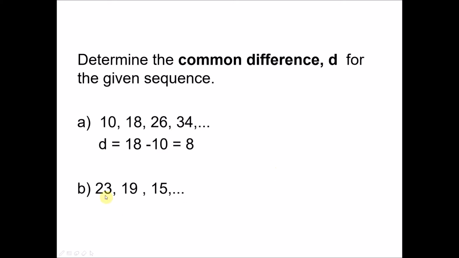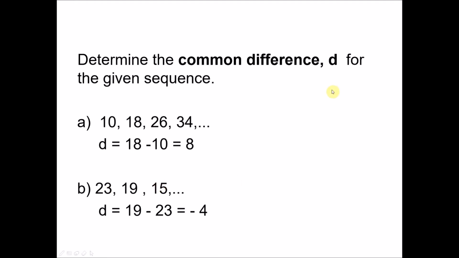Try again. Now we have 23, 19, 15. Notice that the numbers are getting smaller and smaller. To find D, we take the second term, 19, and minus the first term, the first number. So 19 minus 23, you get negative 4. Hence, D, the common difference, has a value of negative 4. So take note here, D can have a negative value if the numbers in the sequence are getting smaller and smaller.